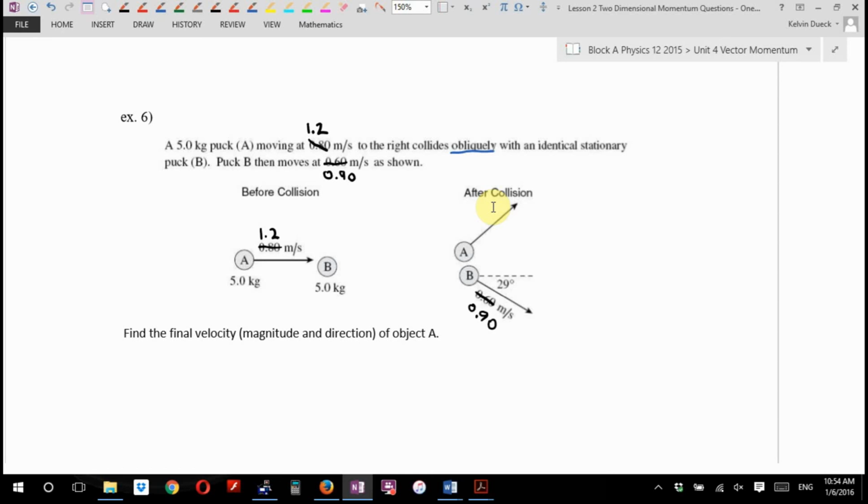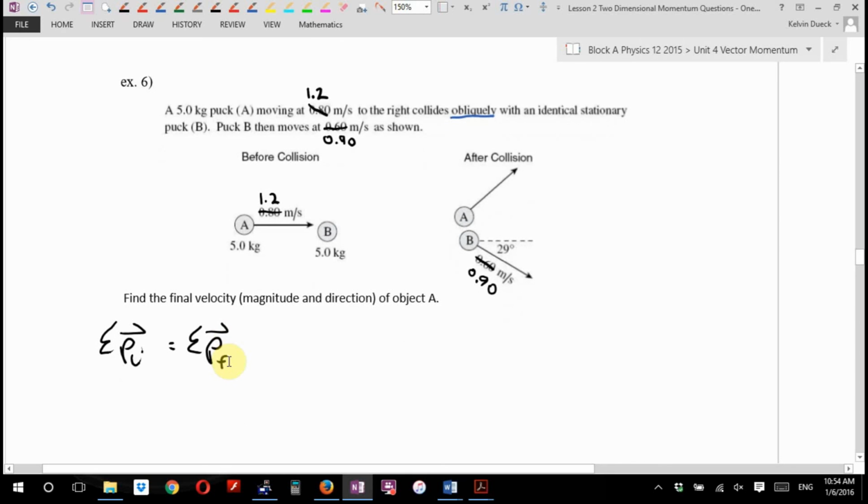I'm going to start out the same way. The sum of all the momentum before equals the sum of all the momentum after. Is it always going to be like that? If it's a collision or an explosion, this is a job for conservation of momentum. Then I break it down further. Looking at this picture, before the collision, what's moving? Mass A, mass B, both, or neither? Oh, so it's going to be momentum of object A initial.